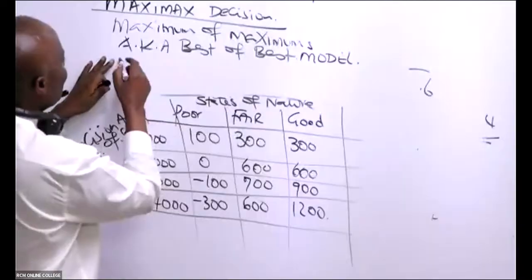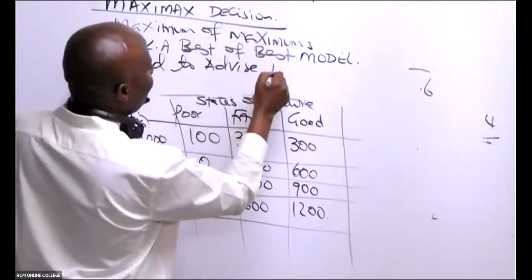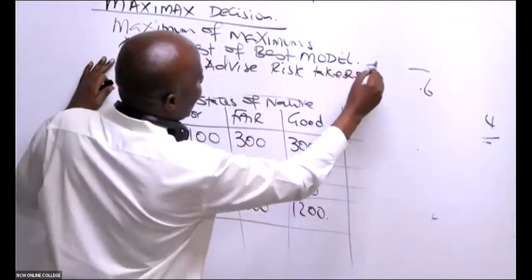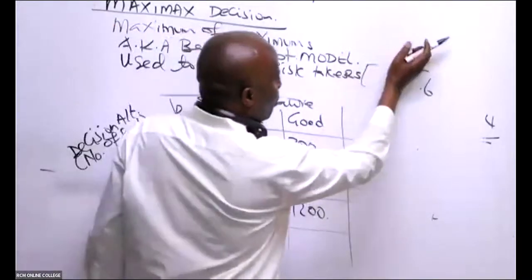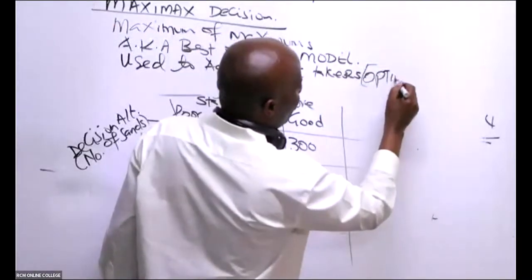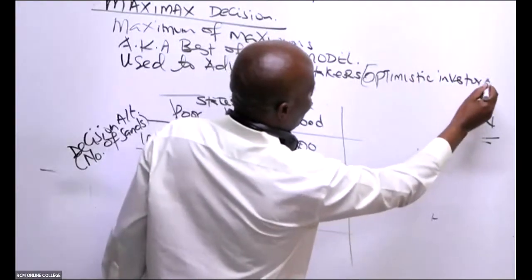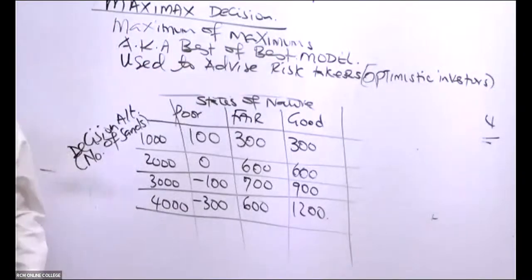So maxi is used to advise risk takers. And remember that risk takers are basically optimistic investors. They always hope for the best. Optimistic investors.